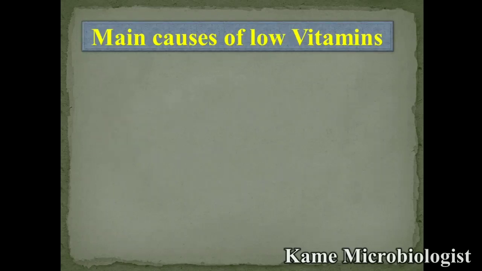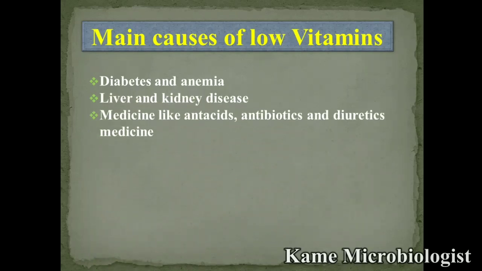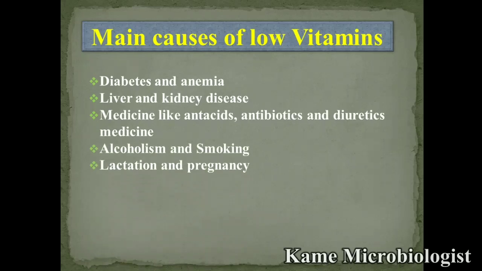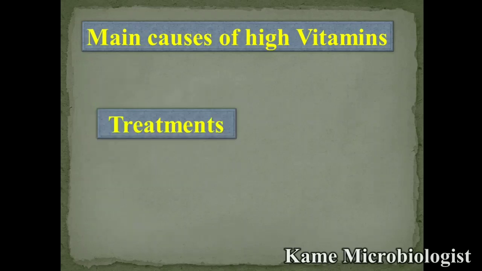Then we have the main causes of low vitamins. Vitamin levels get low due to diabetes and anemia, liver and kidney disease, and medications like antacids, antibiotics, diuretics. It is due to alcoholism, smoking, lactation, pregnancy, newborn babies, aging, poor diet, malnutrition, and malabsorption diseases like celiac, Crohn's, ulcerative colitis, irritable bowel syndrome. These are the diseases through which the vitamin level gets low.